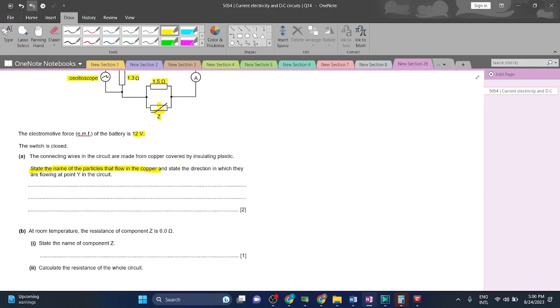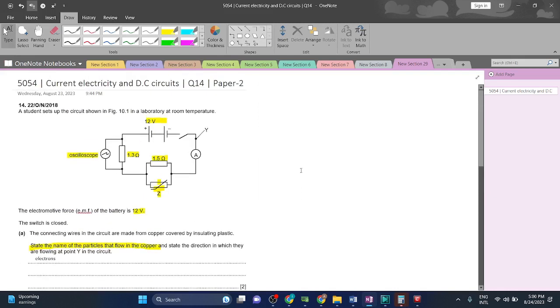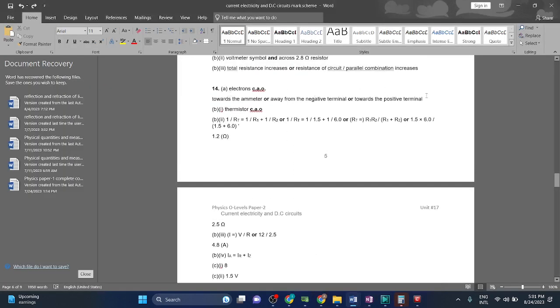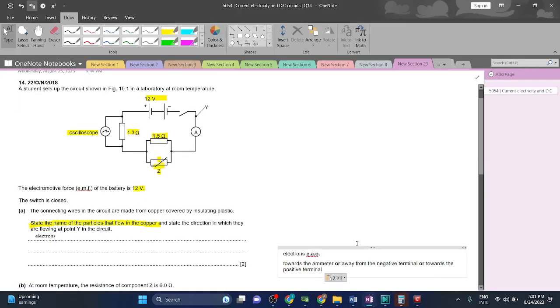ठीक है ना? First of all, the particles they are asking us about are the electrons. Firstly, the answer is electrons for the first part. And they're asking for the direction. It will be from the negative terminal to the positive terminal. ठीक है ना? So towards the ammeter, away from the negative terminal towards the positive terminal. So yes, this will be the answer.